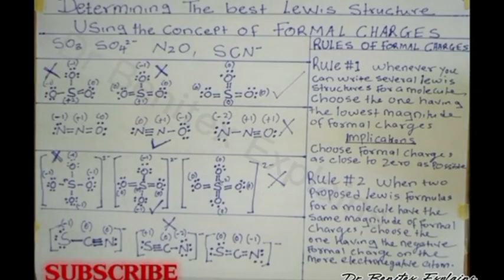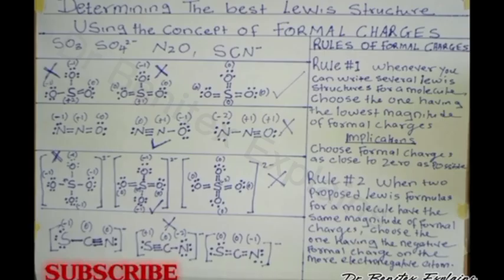Let's now compare between the first and the last. Now for the first, you must have noticed that we have minus 1, 0, 0. And for the other one, we have 0, 0, minus 1. So this now takes us back to rule number 2, which says when two proposed Lewis formulas for a molecule have the same magnitude of formal charges. So we can see that the magnitude of formal charges here are the same or they are equal. So the rule says choose the one having the negative formal charge on the more electronegative atom.